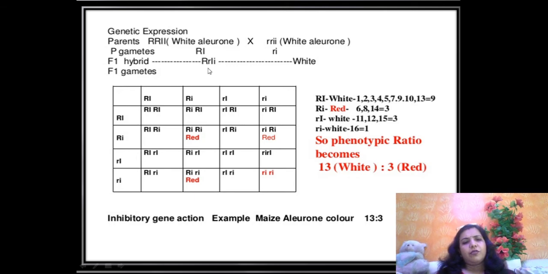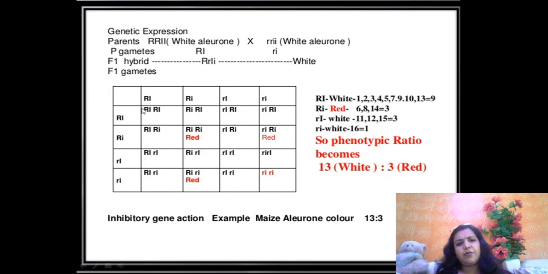Now selfing is done. After selfing, 4 different types of gametes are formed. These are male gametes and these are female gametes, and a total of 16 types of embryos are formed. Now we will see what will be the result. Capital R, capital I. Out of 9 combinations, capital R and capital I are present.